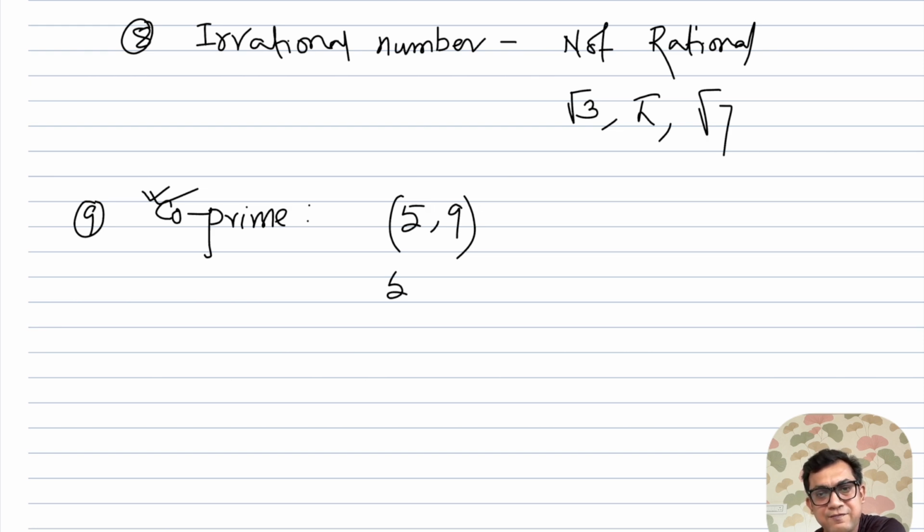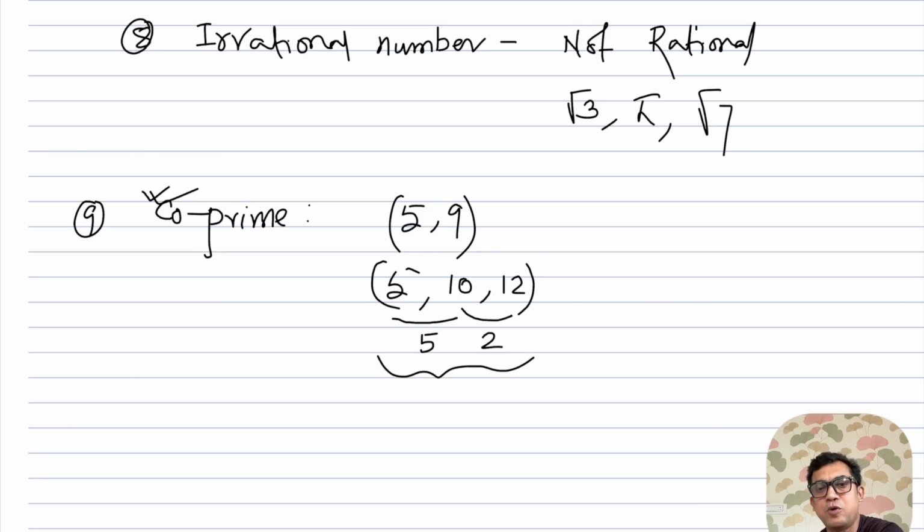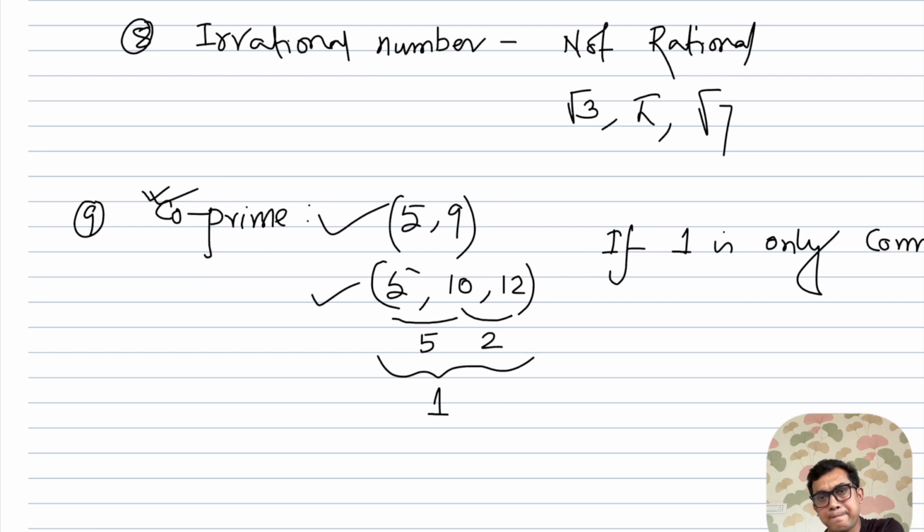If I say 5, 10, 12. Tell me what is common between 5 and 10? 5. What is common between 10 and 12? 2. But what is common among all the three? Is there anything common? Yes, only one. Only one is common. So, two or more numbers are said to be co-prime if one is the only common factor. Or rather, the other way around, if you want to write it down, the HCF is equal to 1.